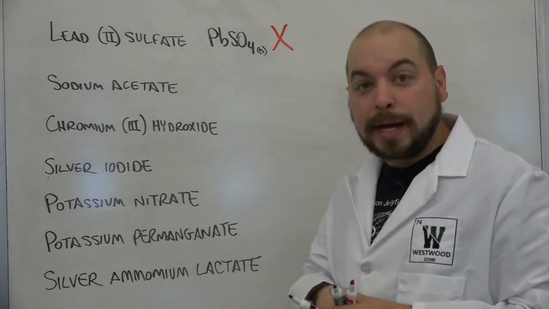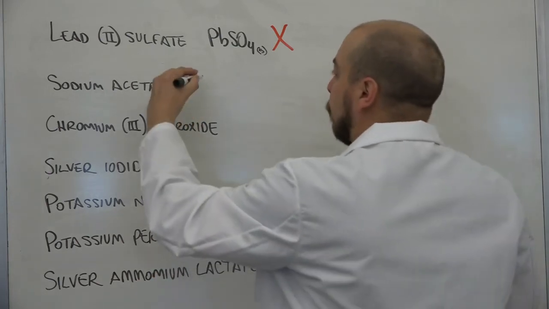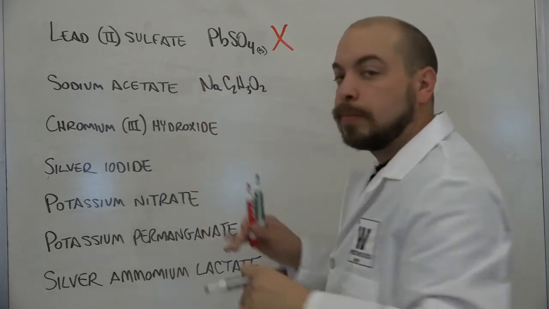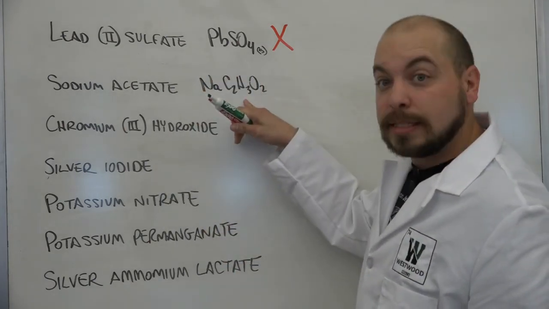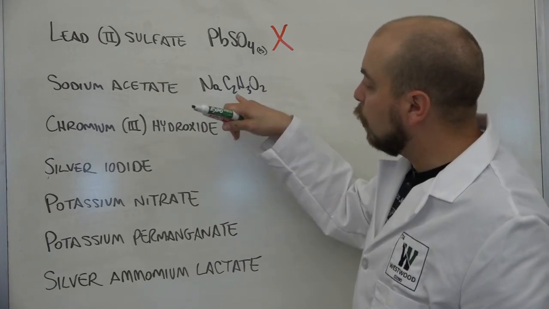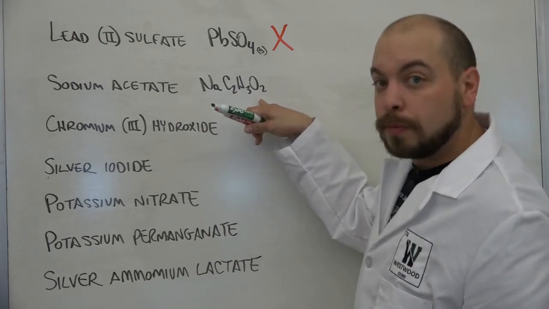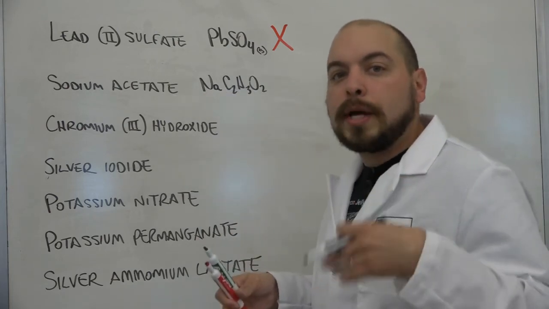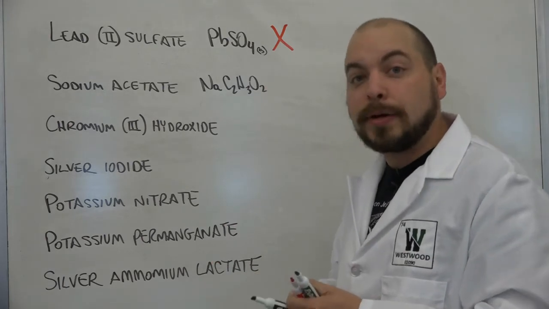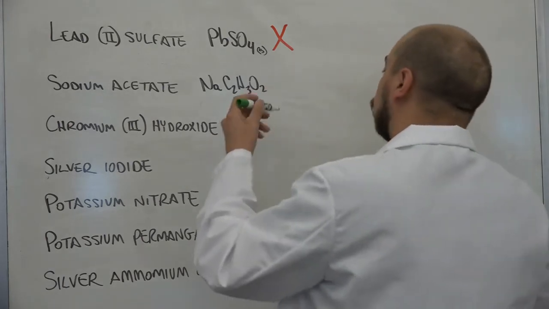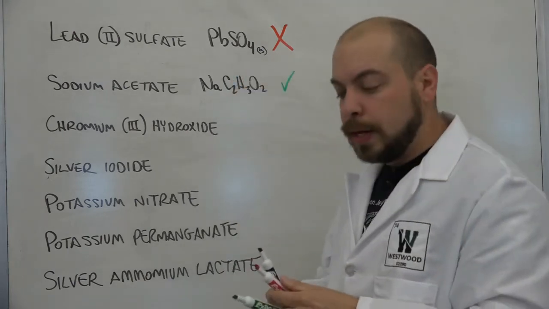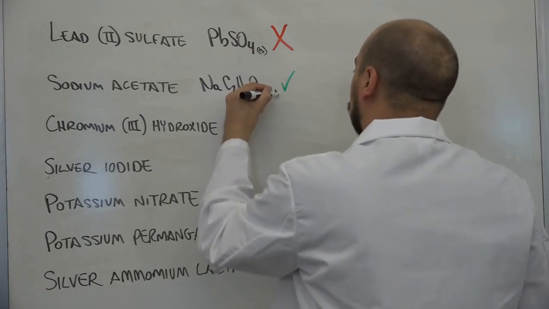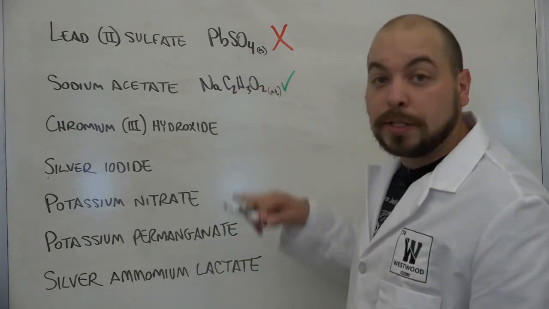Let's look at the next one, sodium acetate. Sodium acetate, Na. Then the sodium is +1, acetate's -1. Therefore, it's sodium NaC2H3O2. Now, both of these components, sodium and the acetate ion, are always considered to be soluble. Therefore, this compound as a whole is fully soluble. Now, in a chemical equation, you're going to see this as AQ, suggesting that it forms an aqueous solution.